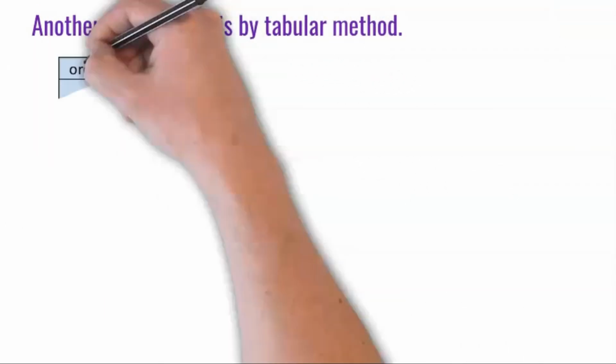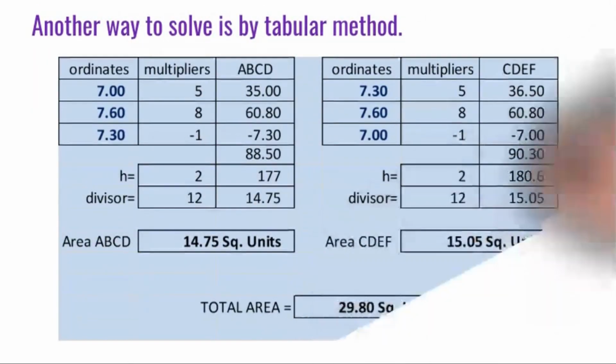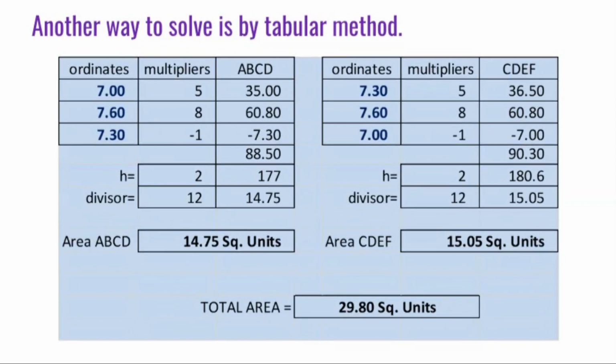Another way to solve is by tabular form. Ordinate times multipliers for both tables ABCD and CDEF. Then the sum of the products will be multiplied by the height, which is 2, then divided by 12. Result in Area 1 is 14.75 square units, ABCD, and result in Area 2 will be 15.05 square units, CDF. The total area is the sum of Area 1 and 2. Total area will be 29.8 square units.